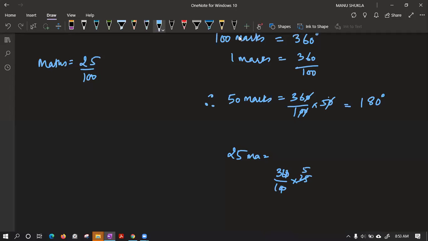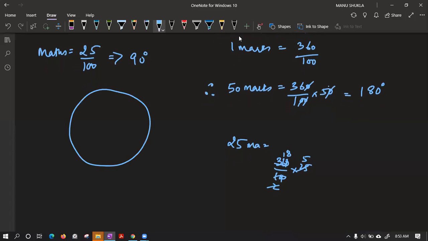Then 5 fives are, 5 twos are, 2 18s are. And when you multiply this, you will get the answer as equivalent to 90 degrees. And this time the graph will be like this, a quarter of this circle.